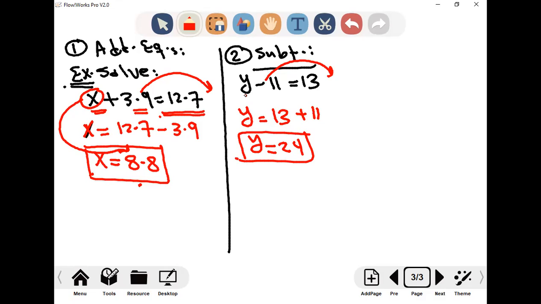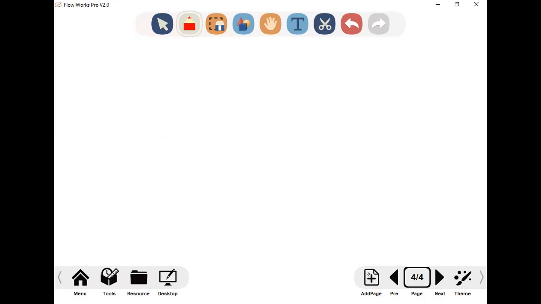Okay, guys. Fine. Now, the third type, which is multiplication equations. Now, in the addition and subtraction, we are done with the equations with a connected number, right?